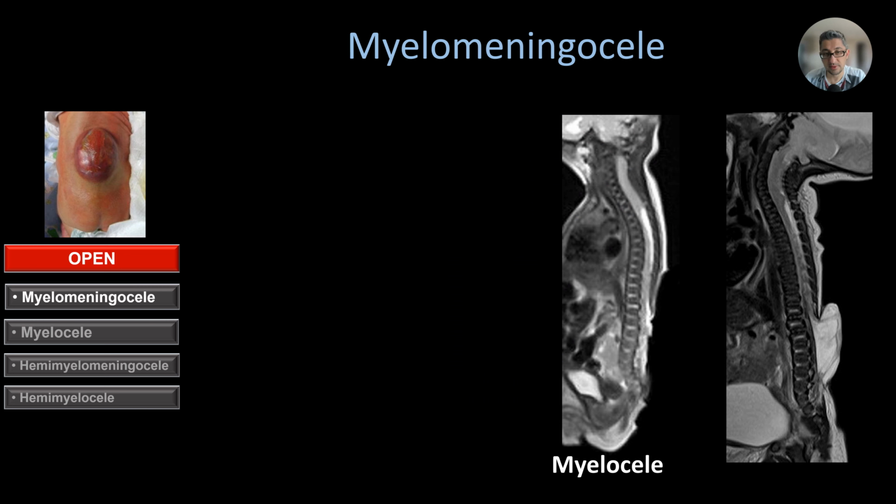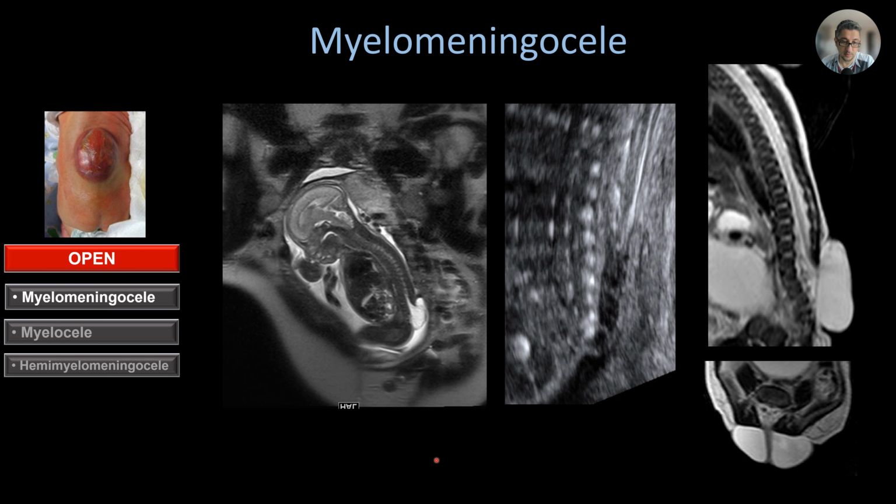The difference of myelomeningocele from myelocele is that there is no outpouching of the CSF spaces, and this is an example of a myelocele. Usually, myelomeningocele is diagnosed in utero by ultrasound, and we can confirm the diagnosis with an MRI.